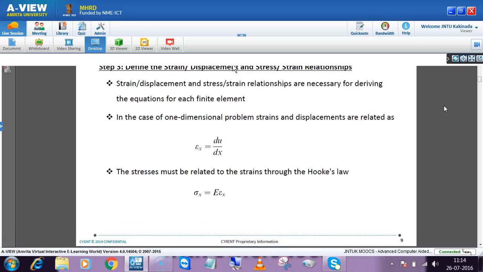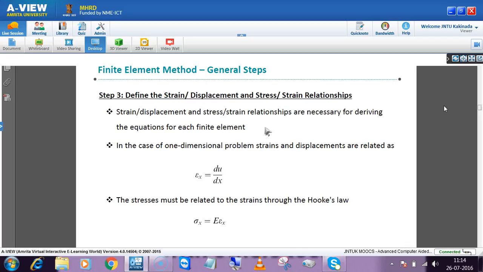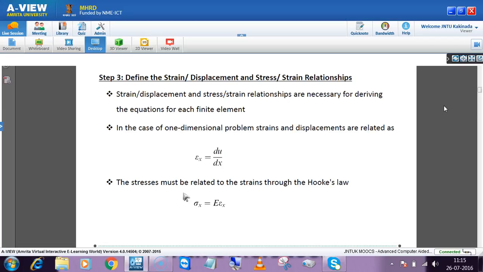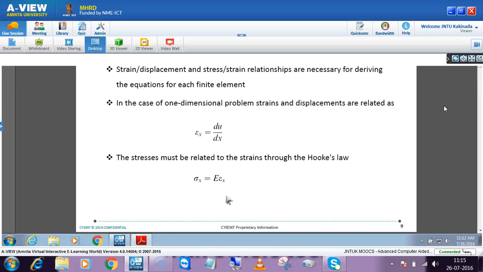And then we need to establish a relation between strain-displacement and stress-strain relationships. The reason is that in the finite element method, the key feature is displacement. So from displacement, to calculate strains, we need to establish a relation between strain and displacement. Once strains are calculated, again we need to calculate stresses, so we need to establish stress-strain relationships. Okay? These are the 1D problem related relationships here.